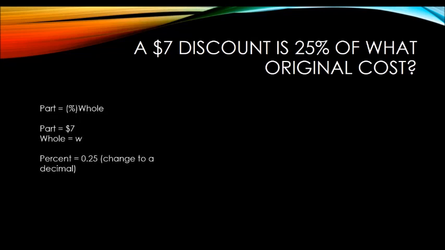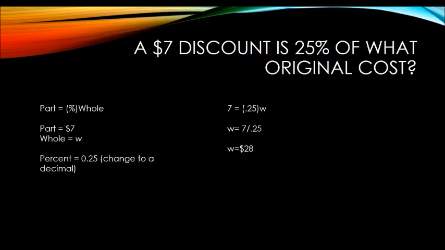So here we have part equals percent times whole. $7 is the part, the whole we do not know, and 25% changed to a decimal is 0.25. So we set it up as 0.25 W equals 7. If you are uncomfortable with the 7 being on this side, you could move it over here. So W equals 7 divided by 0.25. And once we evaluate that, we get that W equals 28. So that means that the original cost was $28 if the savings was 7.